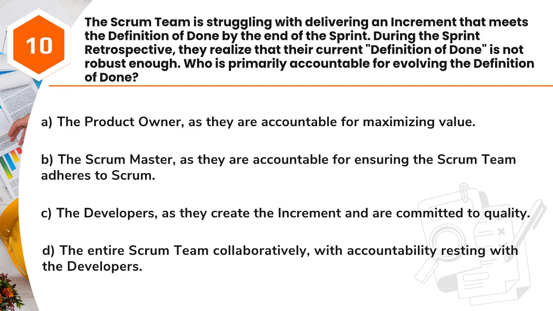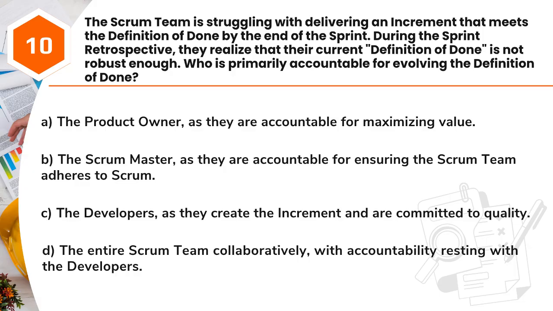Question 10. The Scrum team is struggling with delivering an increment that meets the definition of done by the end of the sprint. During the Sprint Retrospective, they realize that their current definition of done is not robust enough. Who is primarily accountable for evolving the definition of done?